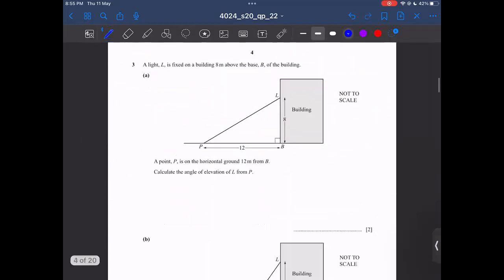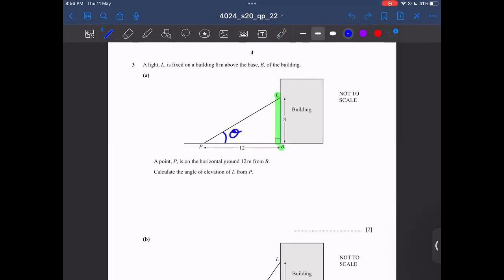Next, you have a problem related to trigonometry. It says a light L is fixed on a building, 8 meters above the base B of the building. So this is light L, 8 meters above the B, and it is making an angle of 90 degrees here. A point P is on the horizontal ground 12 meters from the B. This is the 12-meter distance from B to the point P. Calculate the angle of elevation of L from P. This is the angle of elevation of L from P.